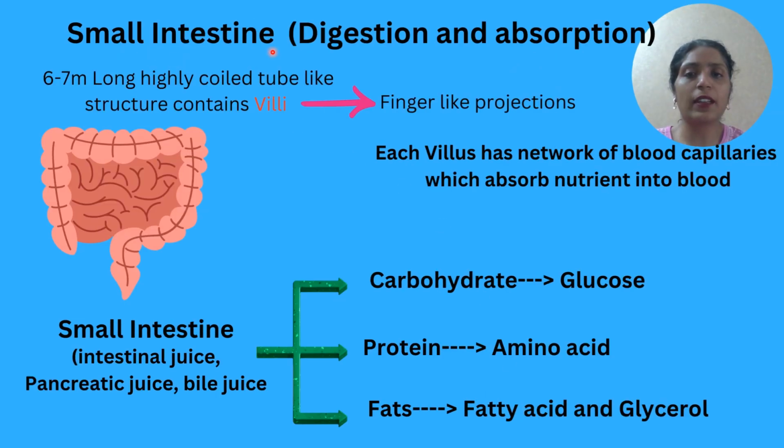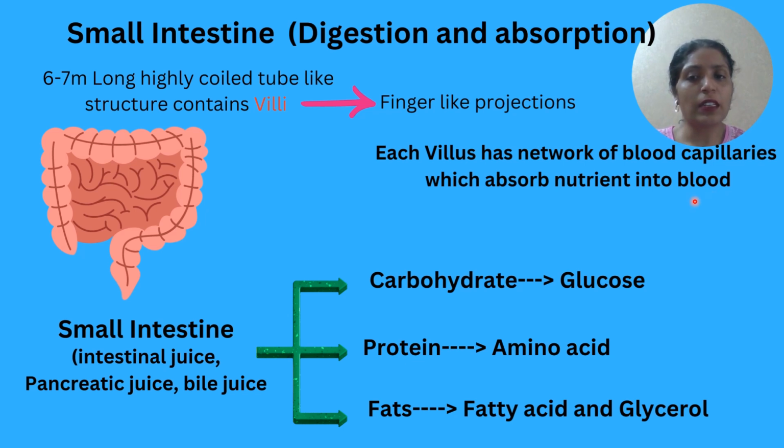Small intestine is major site for digestion and absorption. It is a long, highly coiled tube-like structure which has numerous finger-like projections, which we call villi. Villi are rich in blood capillaries and absorb the nutrients which are the outcome of digestion.